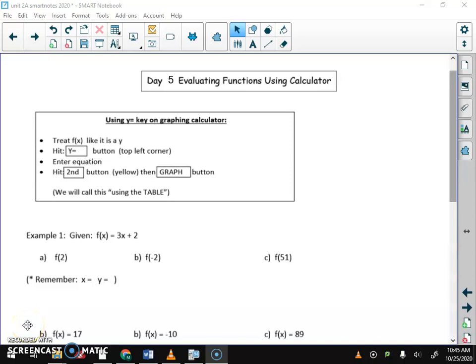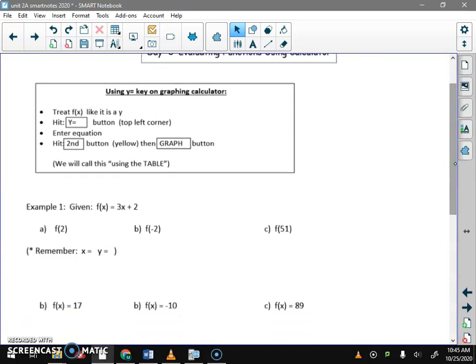Ward. Today's lesson is Unit 2A, Day 5, Evaluating Functions More, but we're going to use our calculator today. As you're very well familiar with, using the y equals button and going to the second graph where we use our table, we're going to do more of that today, but we're going to do it to evaluate. So let's get started. We're going to first do our f of x function here. We're going to put it into y1.